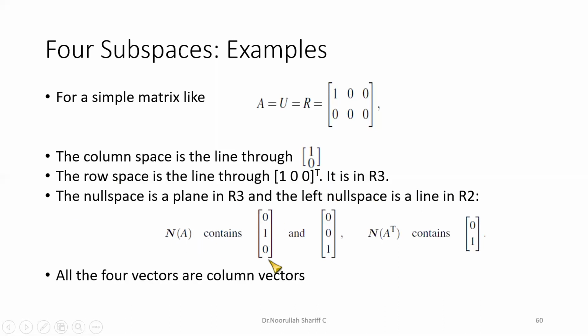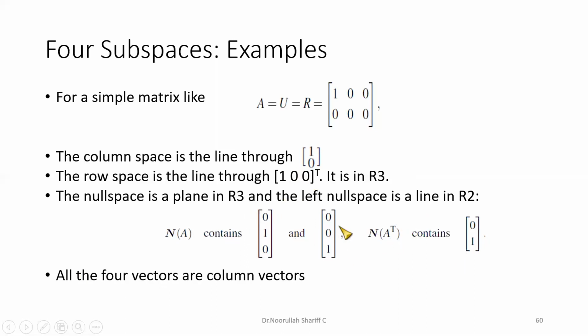So N(A) contains (0, 1, 0) and (0, 0, 1), other than (1, 0, 0) in the identity matrix, and N(A^T) contains (0, 1), other than (1, 0) in the identity matrix. Here we consider the 3 by 3 identity matrix, and here the 2 by 2 identity matrix. All four vectors are column vectors, because once we take the transpose, it becomes a column vector, and this is also a column vector.